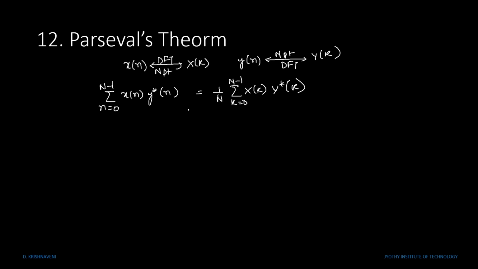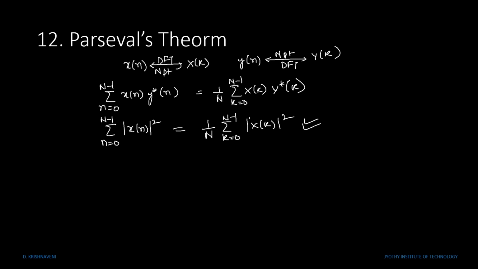Or if you have a single signal x of n, then this will be summation n equal to 0 to N minus 1 of x of n into conjugate of x of n, which is nothing but magnitude of x of n whole square, and here similarly we will get summation X of k into conjugate of X of k, which can be replaced with magnitude of X of k whole square. This gives the energy of the signal x of n, so energy of the signal in the time domain and in the frequency domain. So this Parseval's theorem we have to prove.